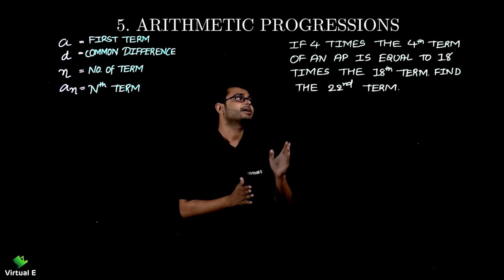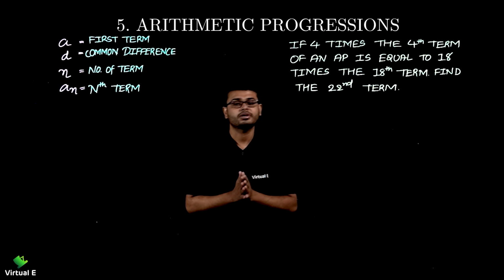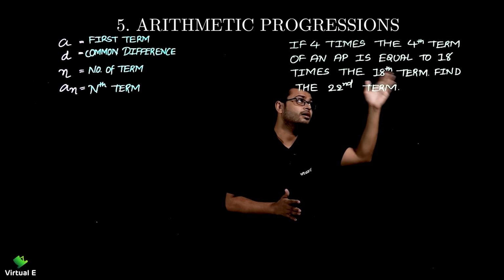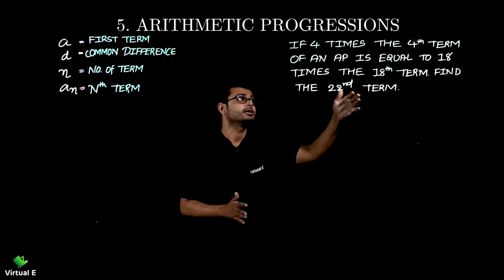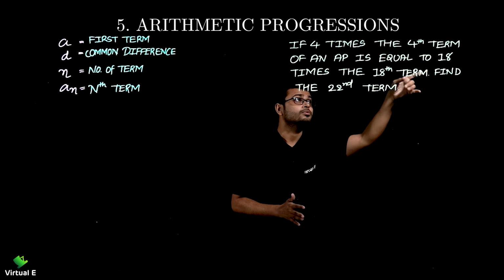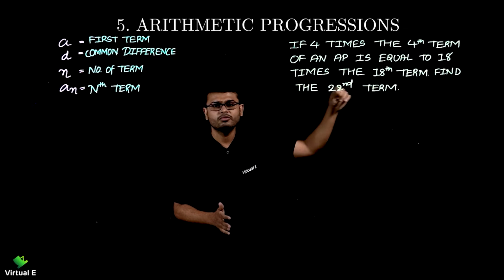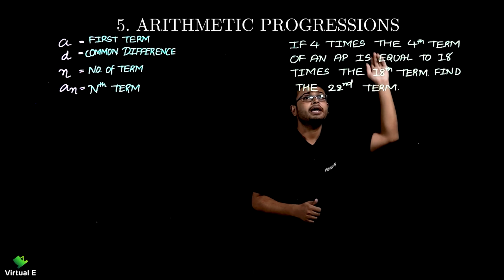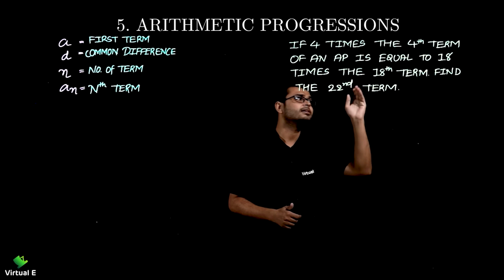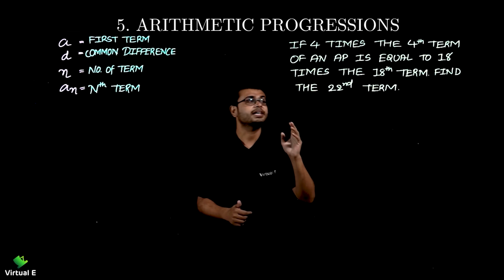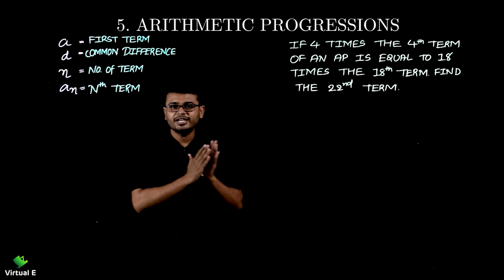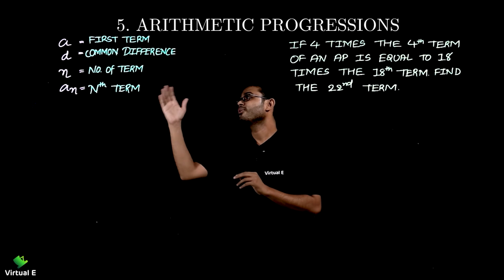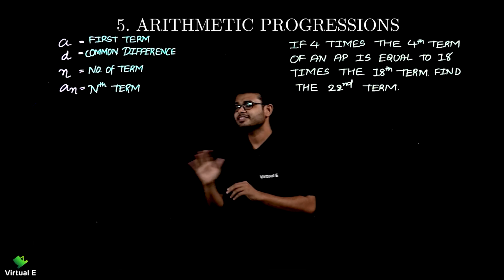If 4 times the fourth term, okay, 4 times means multiply with what? Fourth term of an AP is equal to, okay, straightforward it is written equal to, when we are going to use the equal to sign somewhere, 18 times the 18th term. Find the 22nd term. If you see the question, nowhere is any information given for the AP. No value of A, value of D, nothing is mentioned.